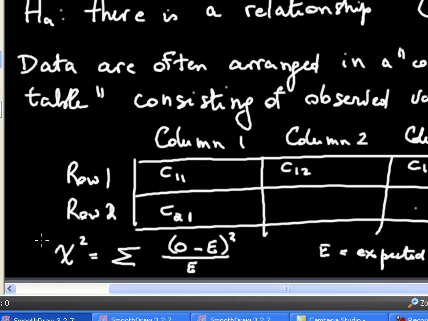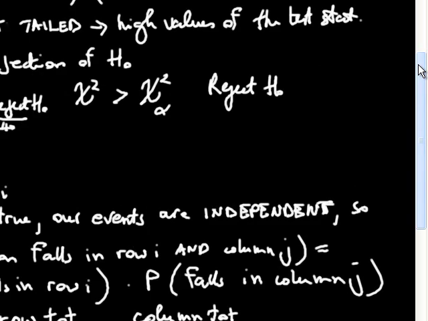The test statistic is identical to the one for the goodness of fit. So it's the sum for all cells of the squared deviations between the observed and the expected value, divided by the corresponding expected value. We need to calculate the expected values, and we'll see how in just a moment. This test is performed at degrees of freedom equal to the product of the number of rows subtract 1 and the number of columns subtract 1.